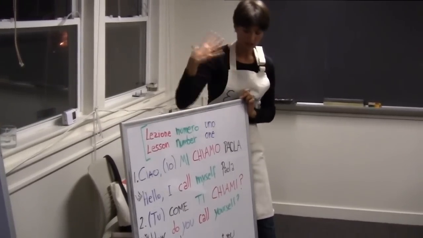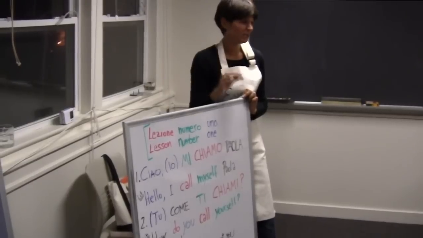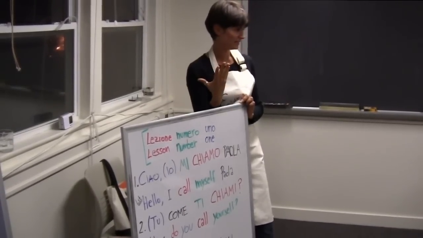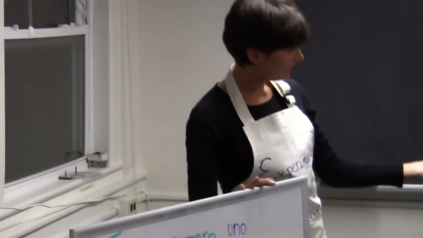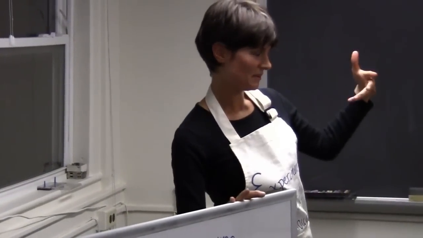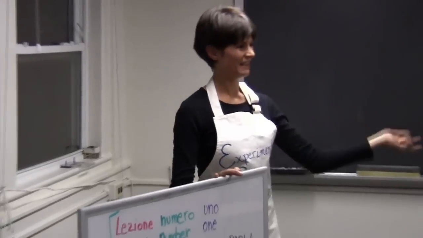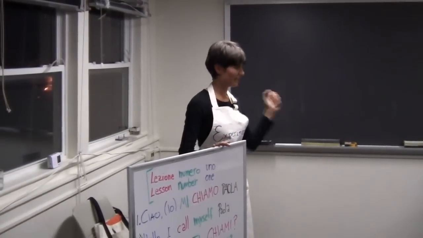Yeah, you can say io mi chiamo, but typically you don't want to do it unless you want to emphasize who you are. Tu, come ti chiami? Ciao, mi chiamo Anita. Ciao, mi chiamo Eliana. Okay, now let's do this. I say mi chiamo Paola, and then I ask you come ti chiami? You stand up, you say mi chiamo Anita, and then you ask somebody else come ti chiami?